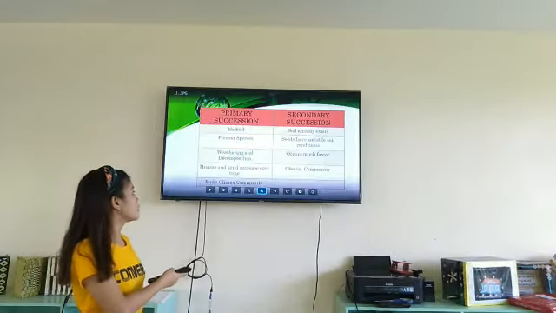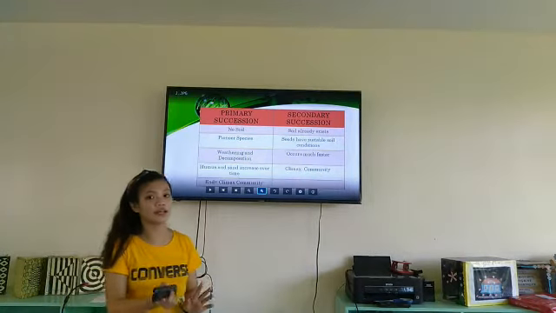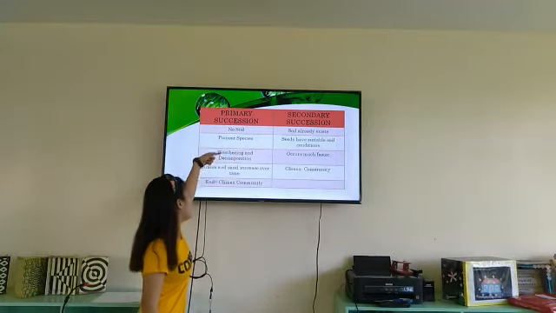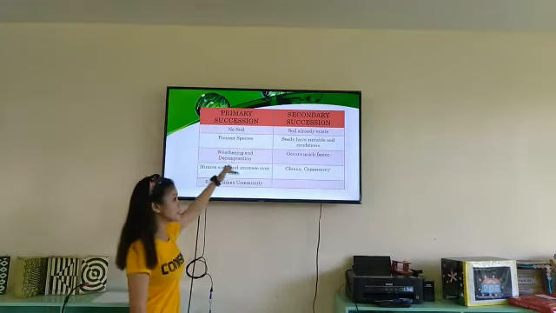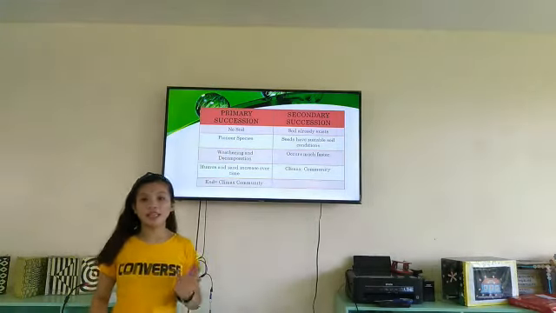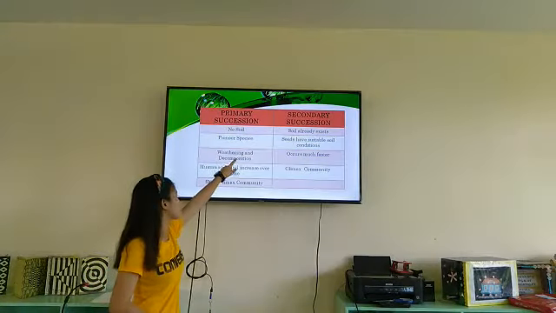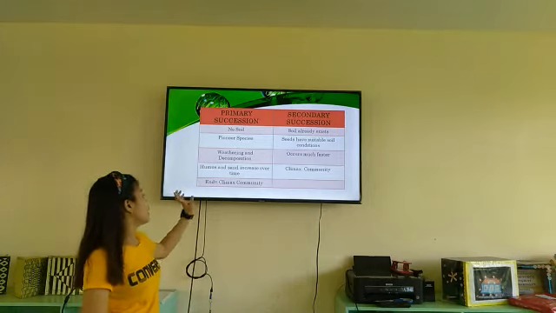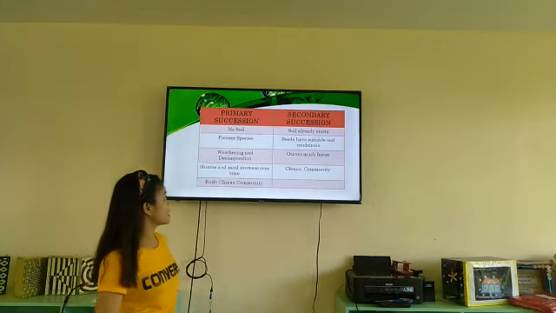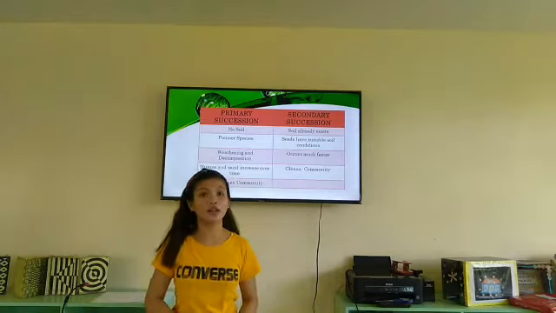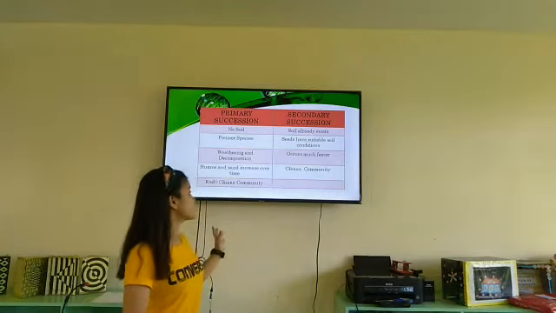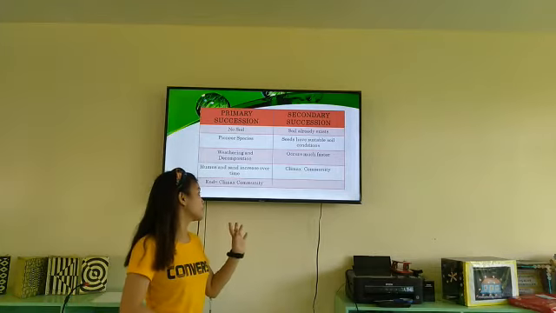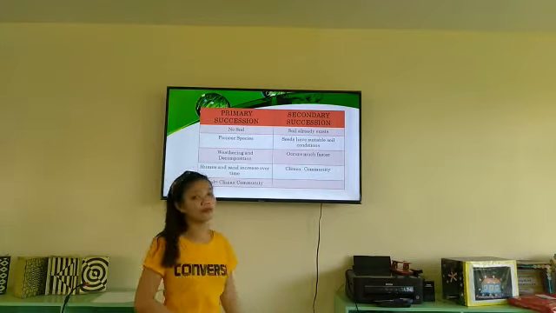The comparison between the primary succession and secondary succession. Sa primary succession naman, walang lupa. Tapos pioneer species, like for example, lichens, xerophytic, decomposition, humus and sand increase over time, and climax community. Sa secondary succession naman ay soil already exists. Next is seeds have suitable soil conditions, occurs much faster, and next is climax community.